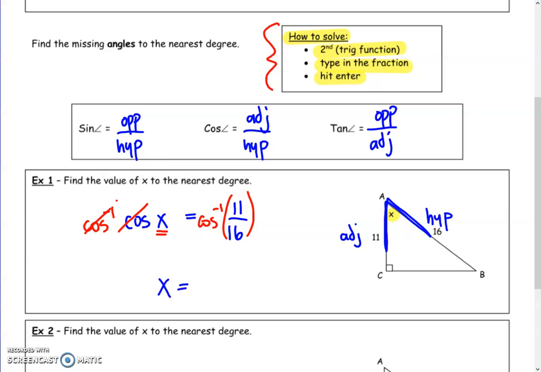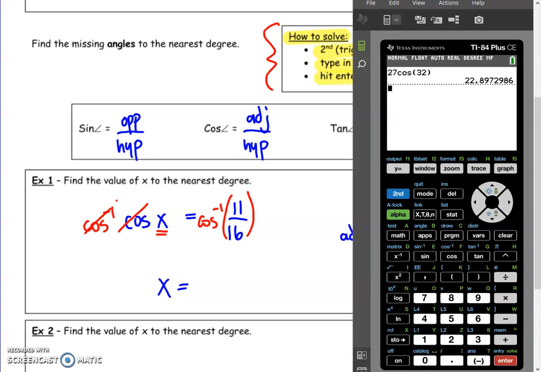Now, let's see what we do on the calculator. This is why we have to hit the second button, because up above cosine is cosine negative 1. Now notice the difference between this and what we just did up above. You see that little negative 1. Now I put in that fraction, 11 divided by 16. And when I hit enter, it's going to give me an angle. Find the value of x to the nearest degree.